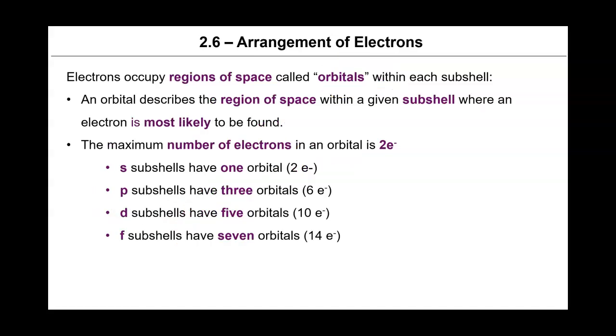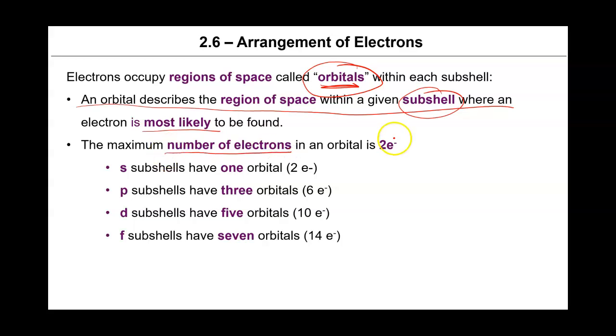Within a subshell, electrons are found within regions of space called orbitals. So this is our final level of detail that we're going to be able to go to as far as where the electron is located. What an orbital describes is the region of space within a given subshell where the electron is most likely to be found. The maximum number of electrons in any orbital is 2.